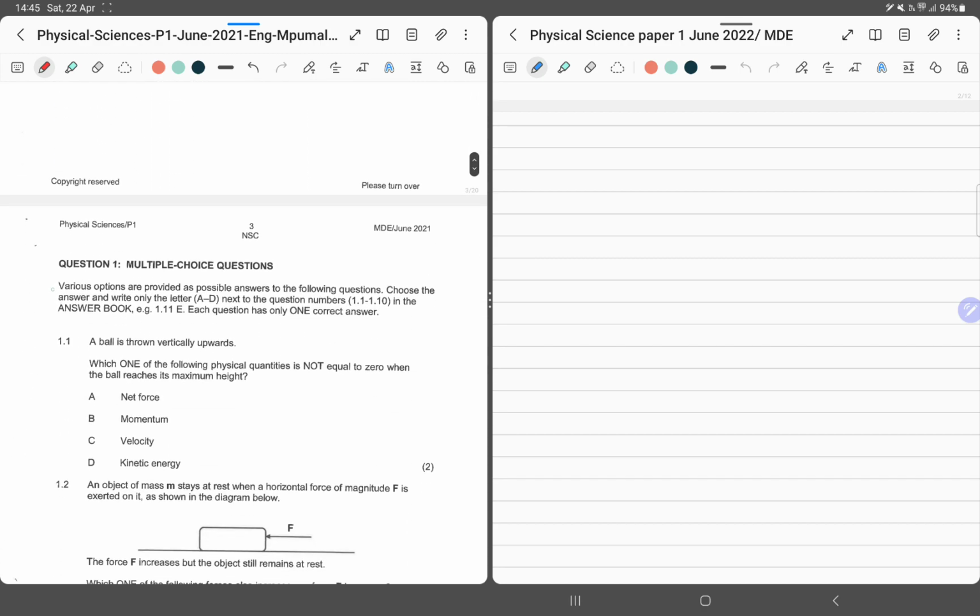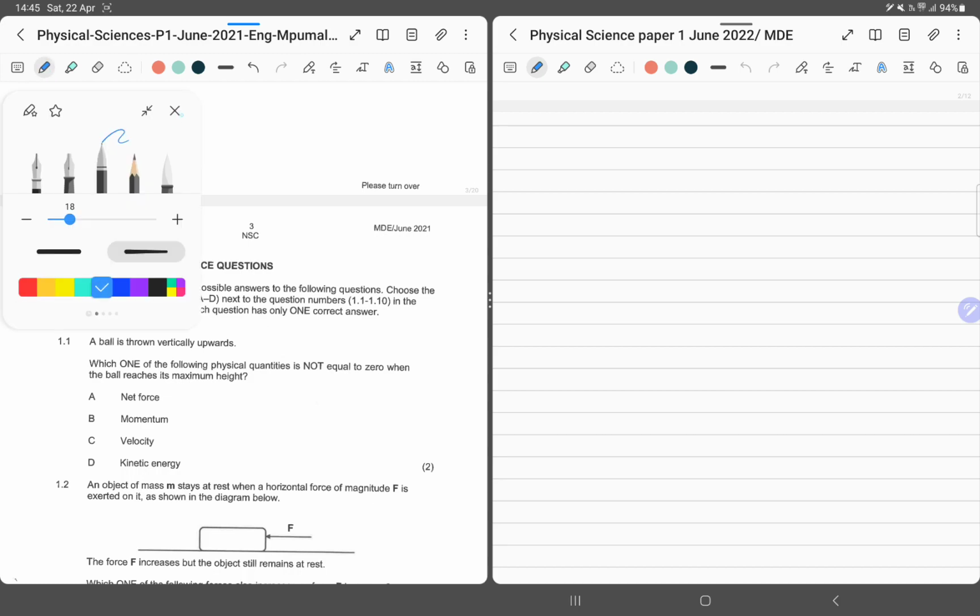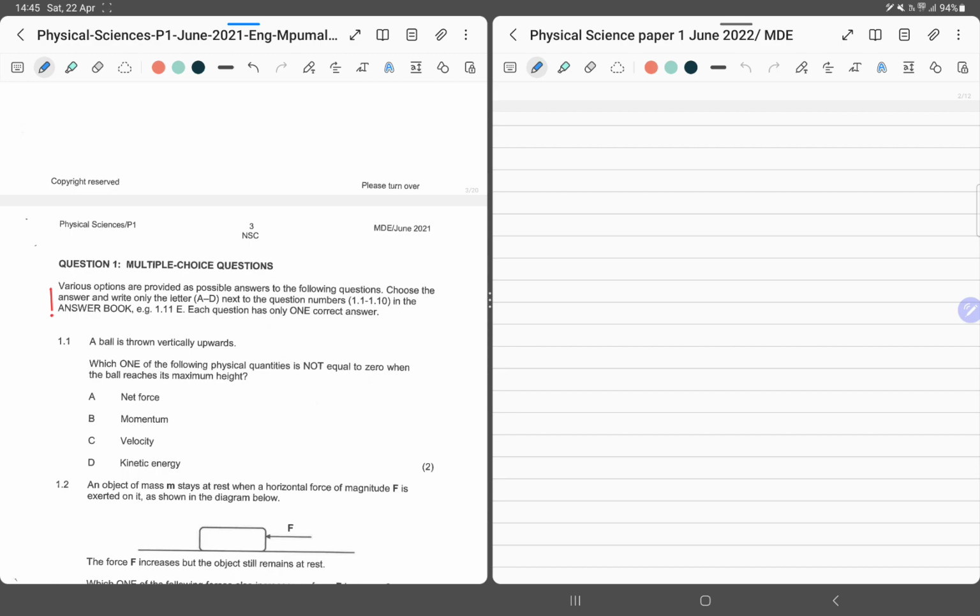So, of course, having read the general instructions, it is important, but it's also important to read local instructions. So here we're told various options are provided as possible answers to the following questions. Choose the answer and write only the letter A to D next to the question numbers 1.1 to 1.10 in the answer book. And we're given an example of how this works, okay? So each question has only one correct answer. Please let that sink into your brain.